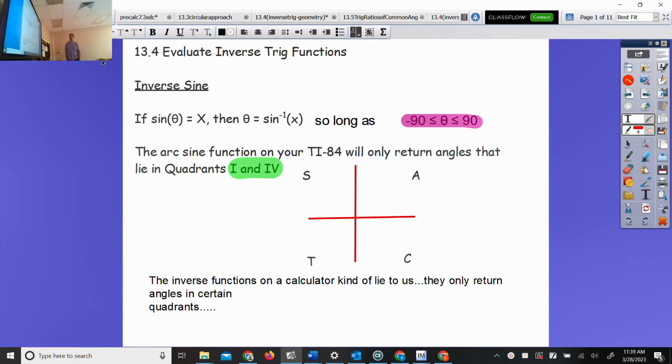But when you press the arc sine function on TI-84, it only returns angles that lie between negative 90 and positive 90 degrees. That's what it was programmed to do. That's all it can do. So a TI-84 only returns angles that lie somewhere between quadrant 1 and quadrant 4. Because this would be 90 degrees, wouldn't it? And this would be negative 90 degrees of rotation. So it's only returning angles in quadrant 1 and 4. That's all it does. That's why you can't trust it in the other quadrants.